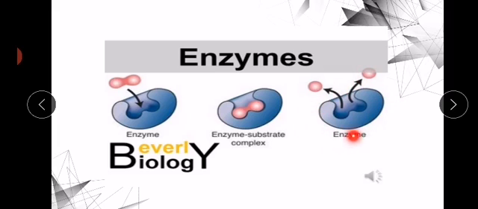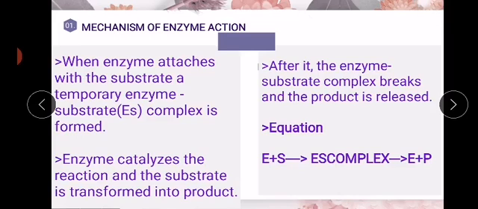The enzyme is not consumed during the reaction. It only changes the substrate into the products. Clear? So the enzyme catalyzes the reaction and the substrate is transformed into product. After it, the enzyme substrate complex breaks and the product is released.